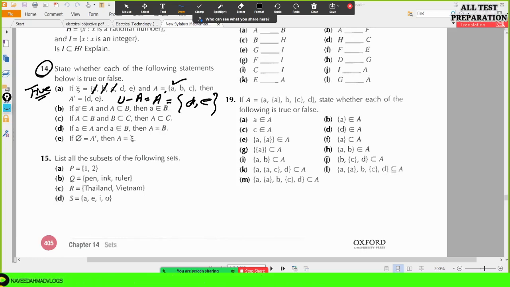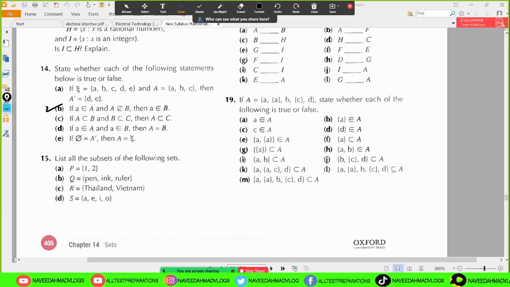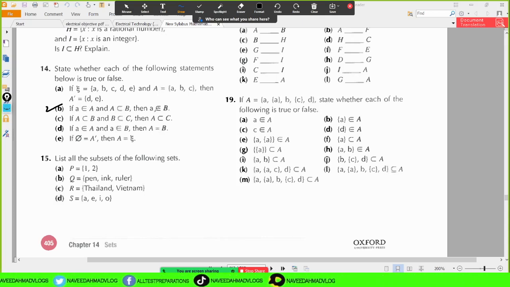Similarly, B: if A is an element of set A, yes, A is an element of set B, and A is a proper subset of B. In this case, A is an element of set A. If A is an element of set A and A is a proper subset of B, then A will be an element of set B.